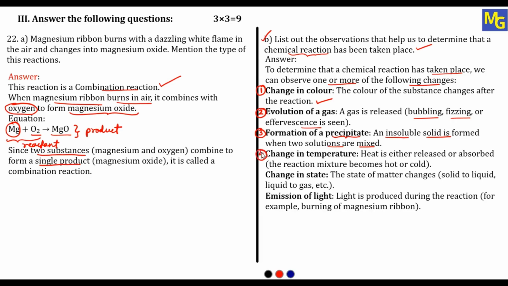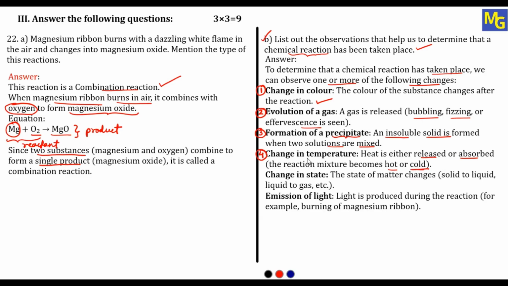So the fourth observation is change in temperature. Heat is either released or absorbed. The reaction mixture becomes hot or cold. When you mix any two chemicals, if heat is released, then the surrounding atmosphere or the apparatus in which you are doing the experiment will get hot. Or sometimes after mixing two chemicals, it will absorb the surrounding heat and the apparatus becomes cold.